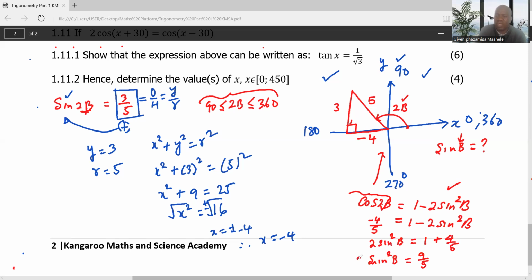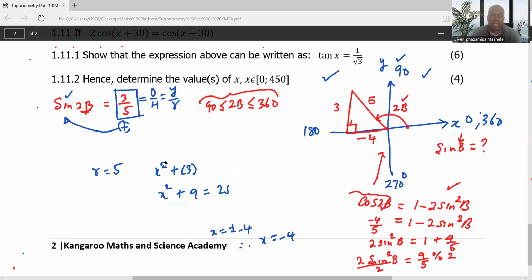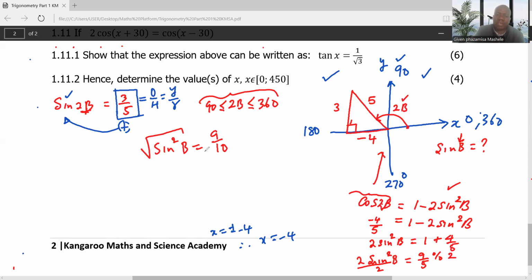Oh, there's already a 2 there. So we're going to divide there by 2 and we divide there by 2. So what would be the answer? The sine squared beta will be 9 over 10. And here we put the root sign on both sides to get sine beta. But now we're not going to do plus and minus. Why? Because sine is positive in the second quadrant. So we have to consider the positive value.